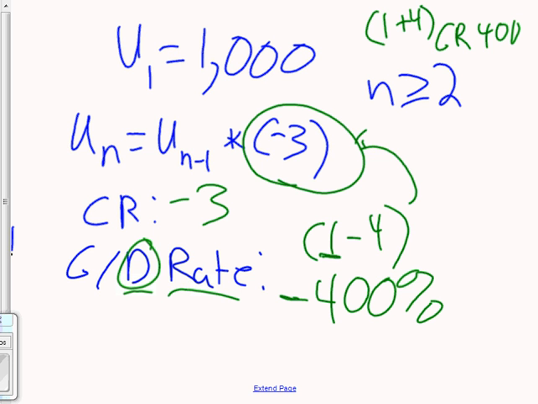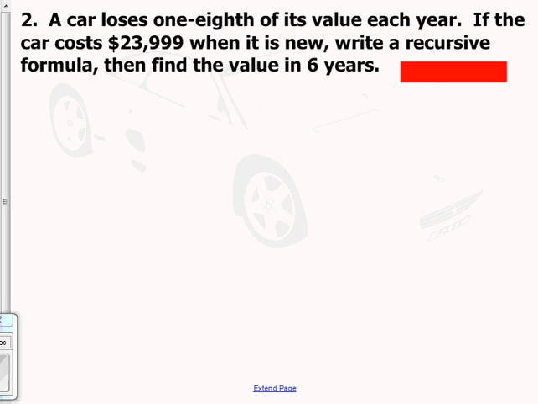All right. Do we feel confident about percent change and decay rates? Awesome. Okay, so let's move on to our next example. I'm just going to do one more, and then we're going to take a look at our homework. So example 2. A car loses 1/8 of its value each year. If the car costs $23,999 when it is new, write a recursive formula, then find the value in 6 years. I'm going to let you guys go and run with that and see what you get.